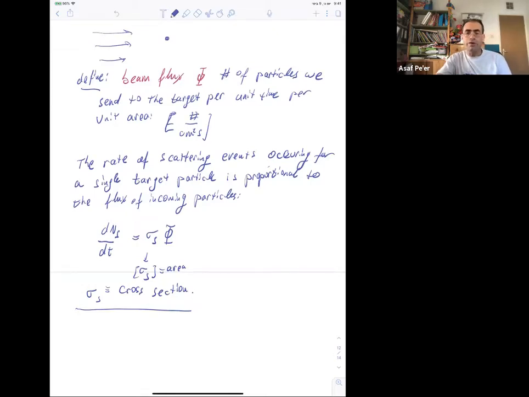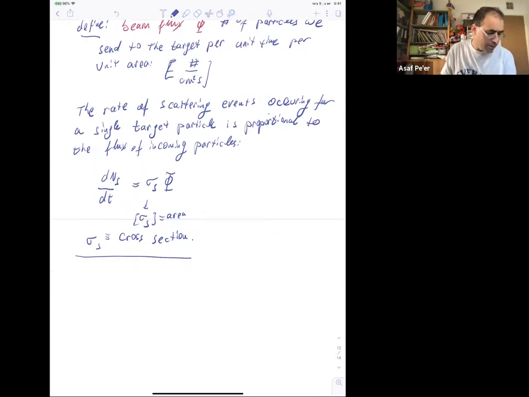Again, we know the flux of particles, so we know how many particles we send into the target per unit time, per unit area. We control the experiment, so we know that. dNs over dt is the number of scattering events which occur per unit time. This is something we measure. So the left and right hand sides are something we measure. Then we know the cross section.